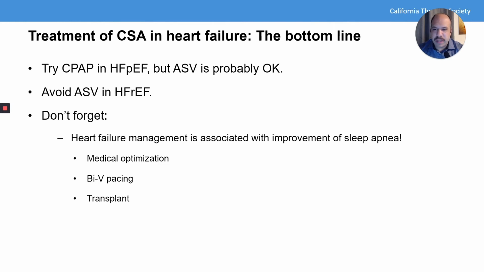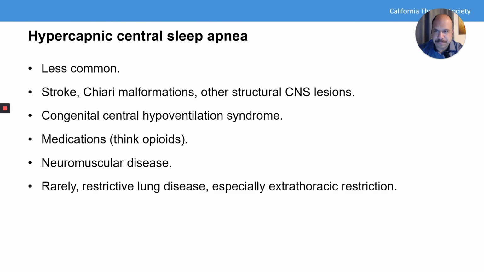Oh, maybe we'll try to optimize their heart failure. That really should be the primary thing that you try to do first, because you often get a significant improvement in patients' sleep apnea severity just by optimizing their heart failure. So medical optimization, BiV pacing as needed, and then transplant if appropriate.